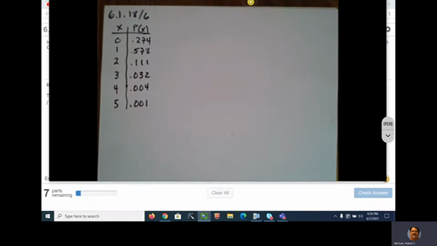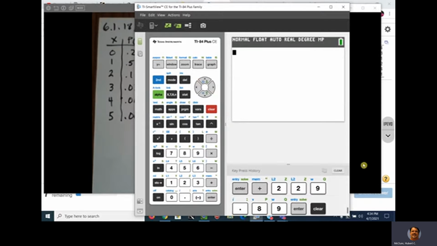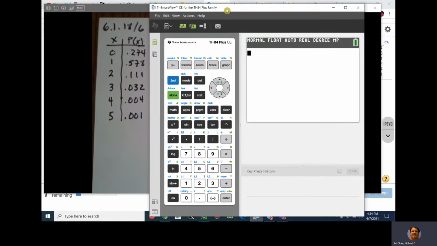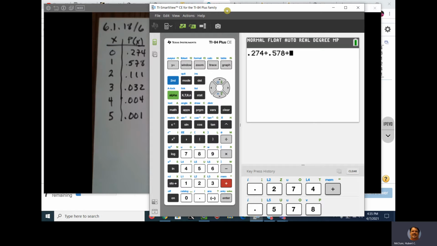So I'm going to add them all up, and let's see what they equal. 0.274 plus 0.578 plus 0.111 plus 0.032 plus 0.004 plus 0.001. And that's equal to 1. So both tests have been met.